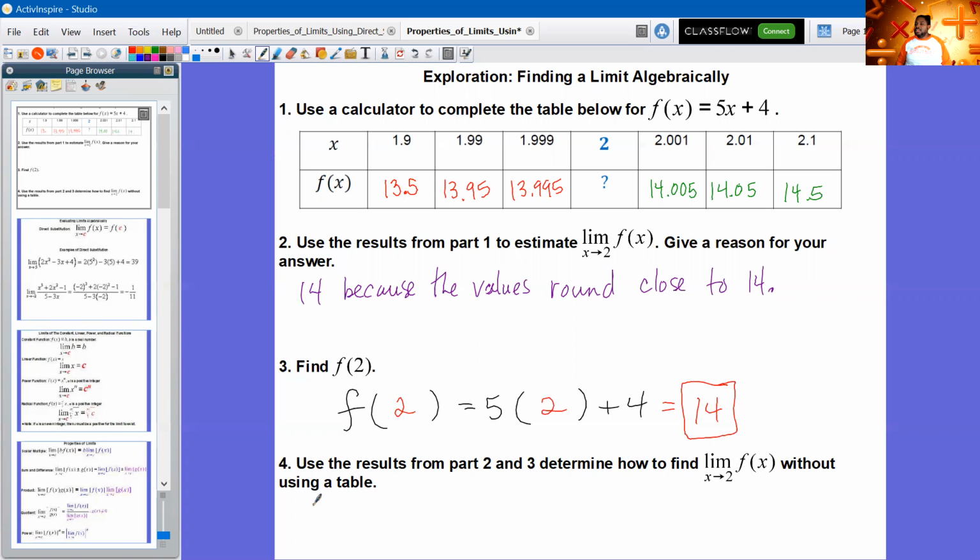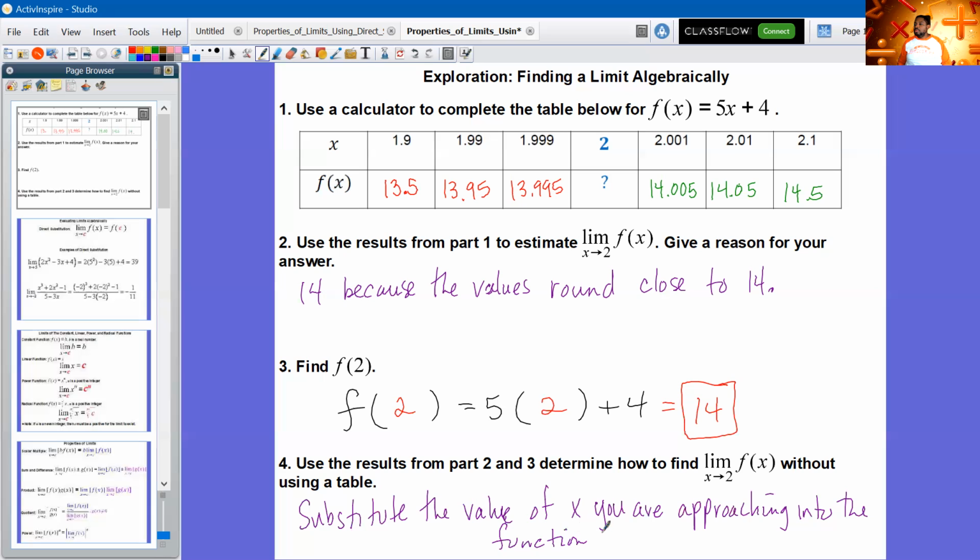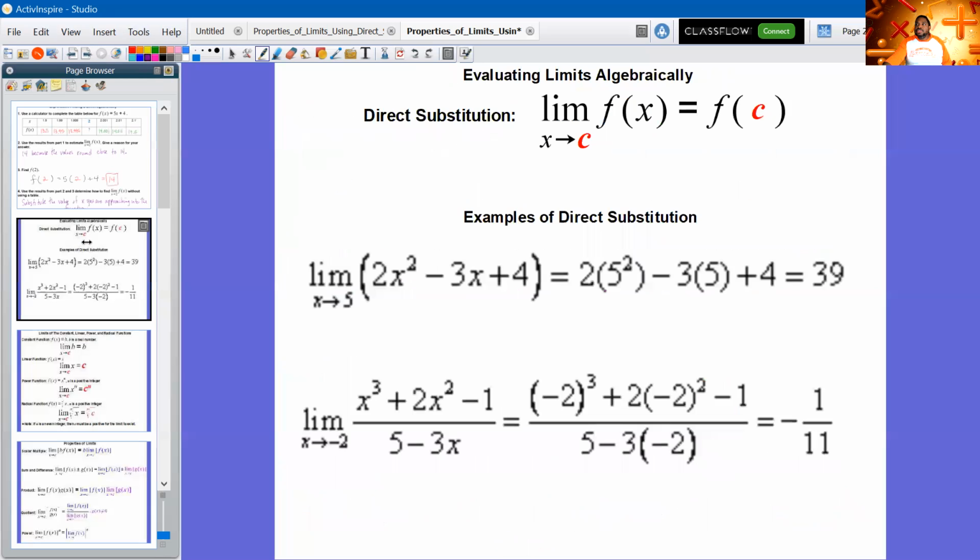And I'm just going to simply say substitute the value of x you're approaching into the function. Substitute the value of x you are approaching into the function. So based on that, that's a very important development because that leads into how to find limits algebraically.